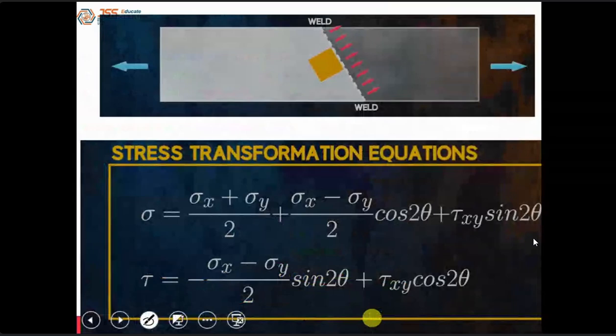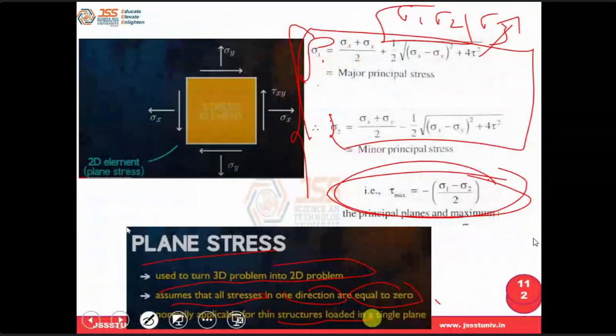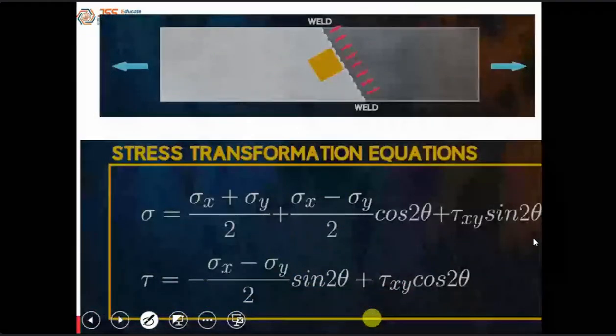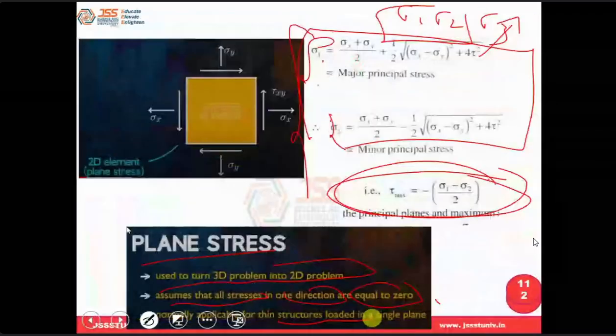So this is about the plane stress. Hope you understood this. Plane stress means just this, don't get too confused. Plane stress means it is only two-dimensional stress, whereas the stress in the third direction is going to be zero. All the stresses will be produced in a single plane. That's all you have to keep in mind. Is it clear? Yes, sir.